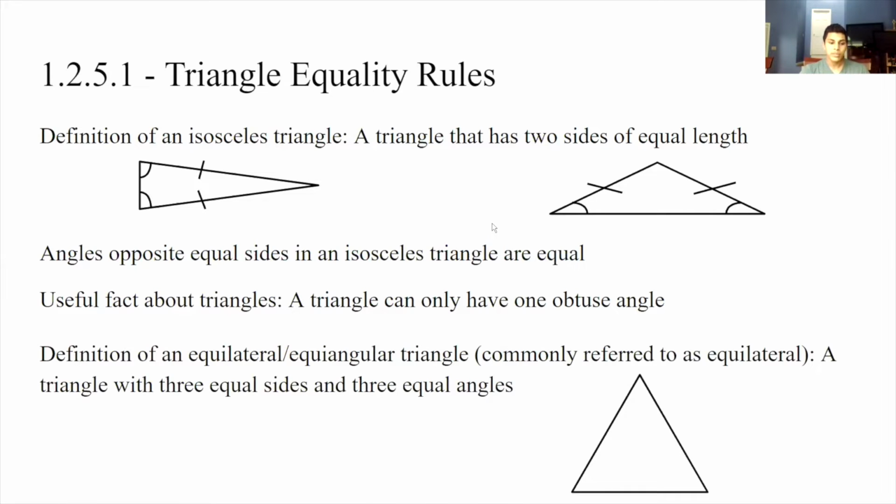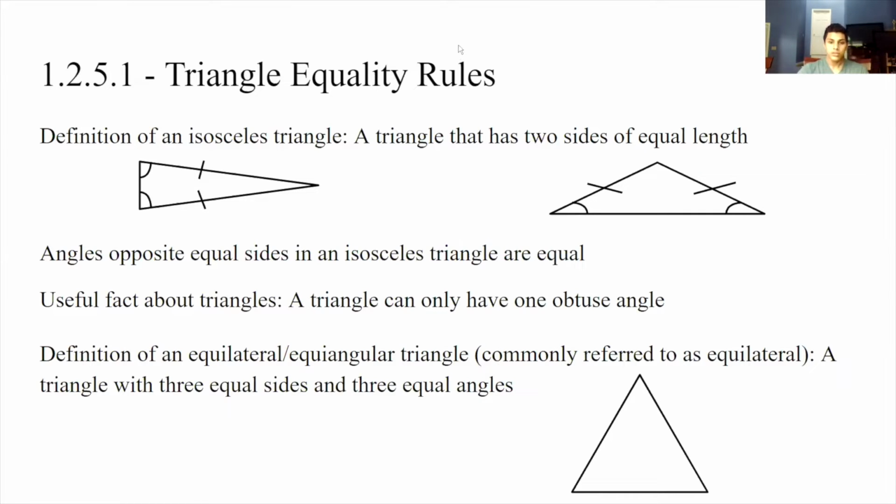And then the other type of special triangle that we need to talk about is an equilateral or equiangular triangle, but it's more commonly referred to as equilateral. An equilateral triangle is a triangle with three sides of equal length and three angles of equal measure. So we've already talked about regular polygons, and an equilateral or equiangular triangle is just a regular triangle because all the sides and all the angles are equal.